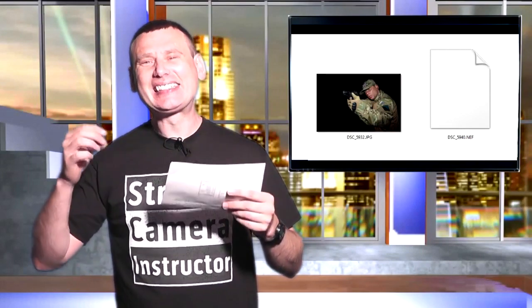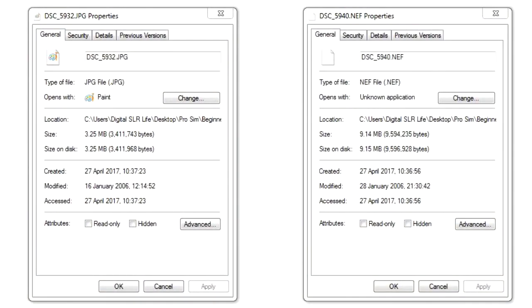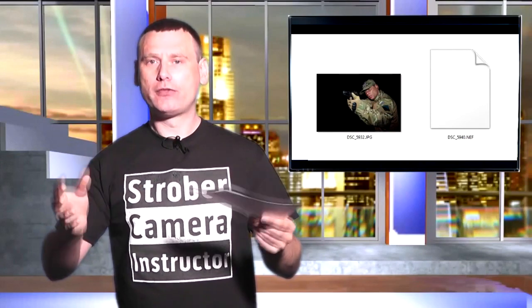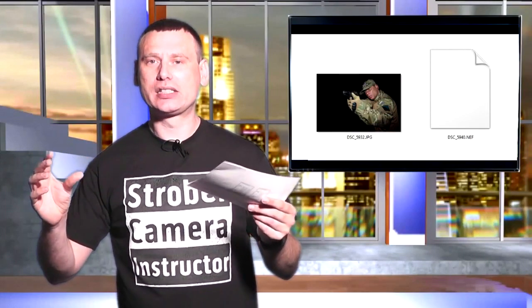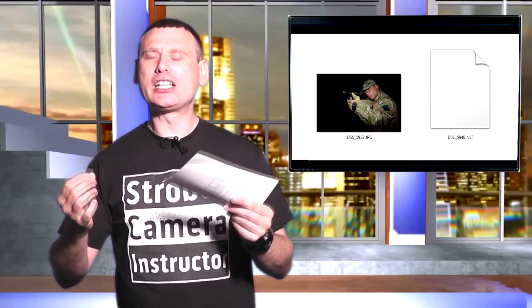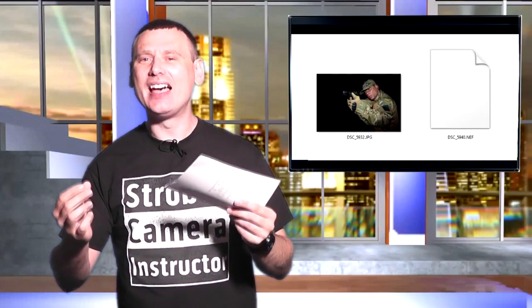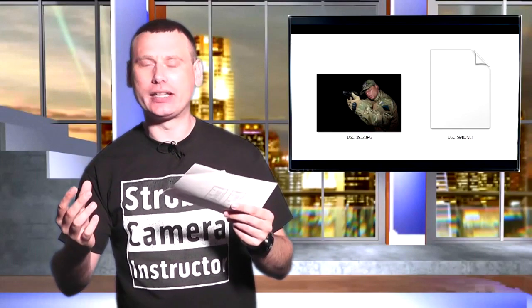So what is exactly the main difference then between RAW format and the JPEG format? Well, the main difference is that JPEG is compressed and RAW format is uncompressed. This is why the RAW file is so much bigger in size than the JPEG. It's because it contains a lot more data and a lot more information about the photograph than the JPEG file format does.